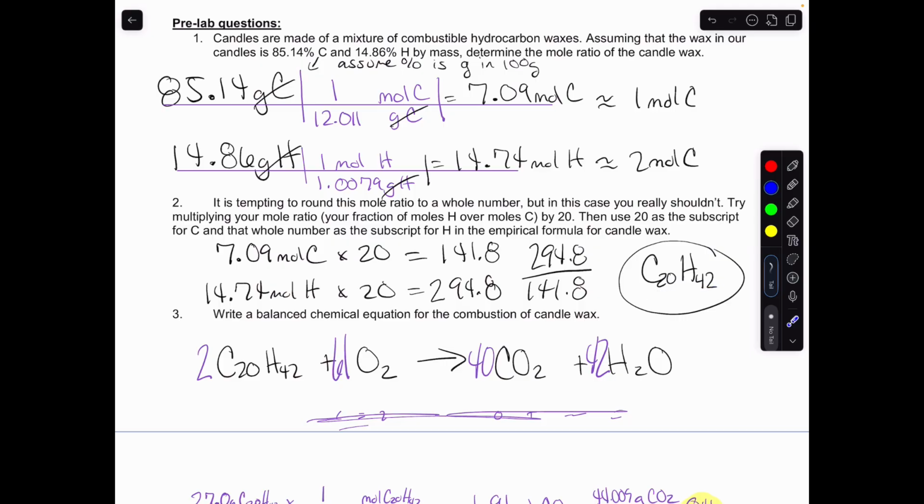Now, can we write a balanced equation for the combustion of that compound? It reacts with oxygen, makes carbon dioxide and water. That is the definition of a combustion reaction. And then we balanced it together as a class, so you can see the coefficients written right here.